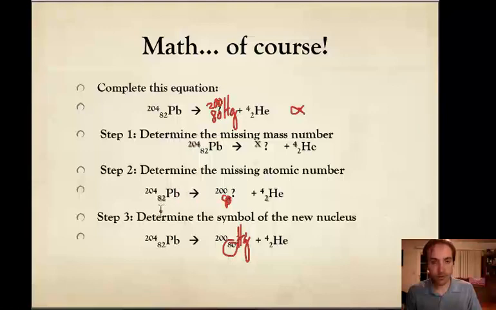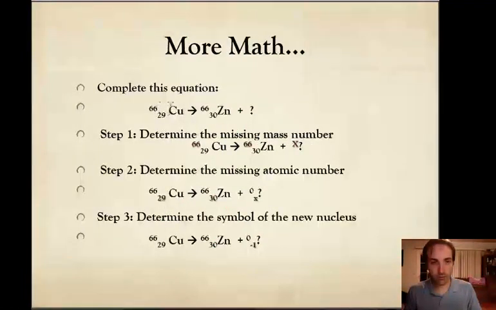Okay, so let's do this again. Here's another practice problem. The next practice problem is looking at copper. This copper has a mass of 66 and an atomic number of 29. We know that it's going to turn into zinc. Notice that the mass did not change at all. It goes from 66 to 66, but the atomic number did.